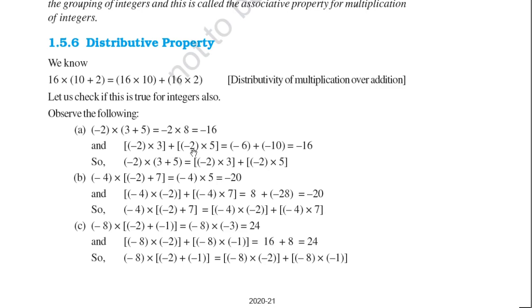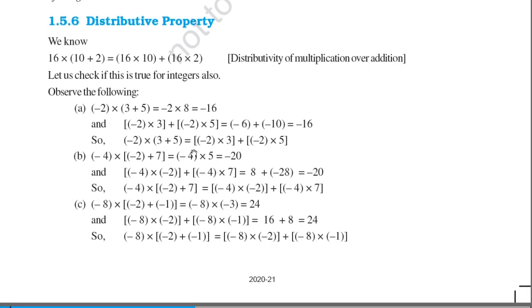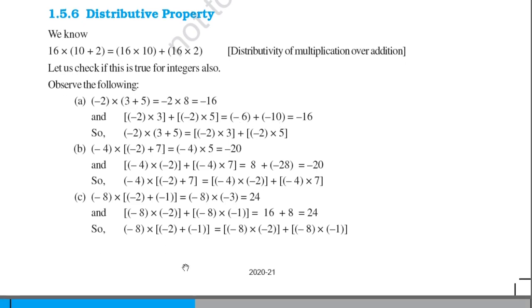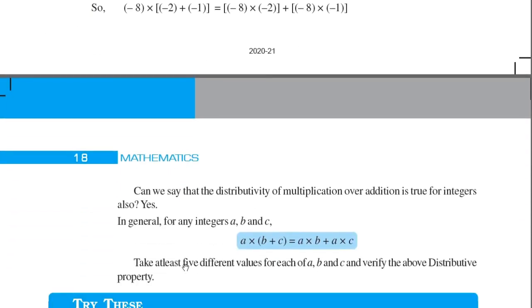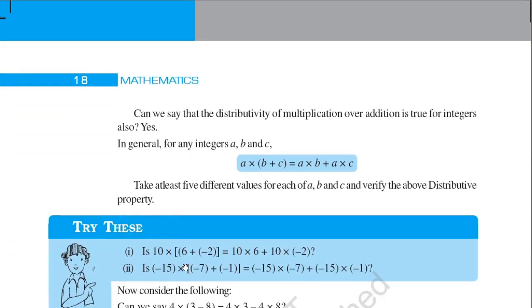Okay. So it's like this. You can write it like this. The answer will become the same. So here the examples are given. So you can check it out. It's very easy. Can we say that the distributive property of multiplication over addition is true for all integers?